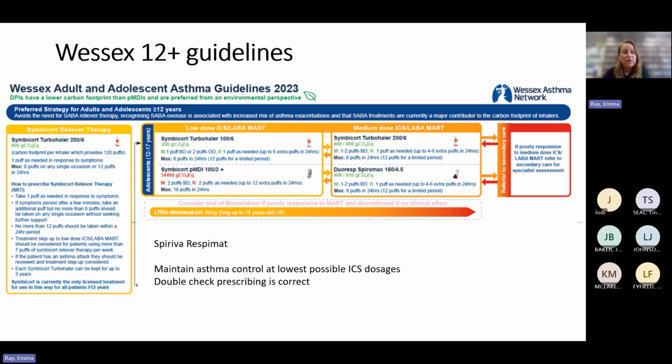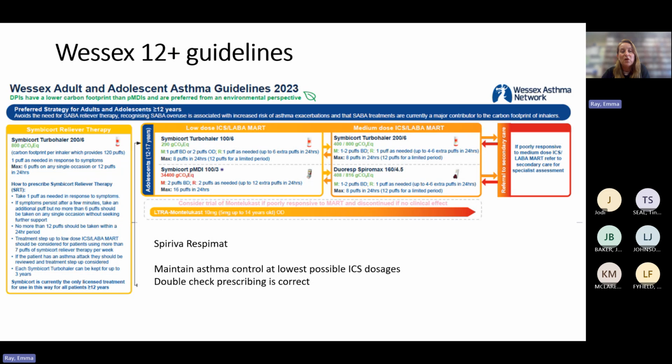For your 12 and over age group, you're going to be starting them on your Symbicort reliever inhaler. So that's the anti-inflammatory reliever inhaler. It's a higher dose, so just be careful with your dosages. If you're giving it as a reliever inhaler, it's the 200 over 6. But if you're starting with MART, go with the lower dose, it's the 100 over 6.